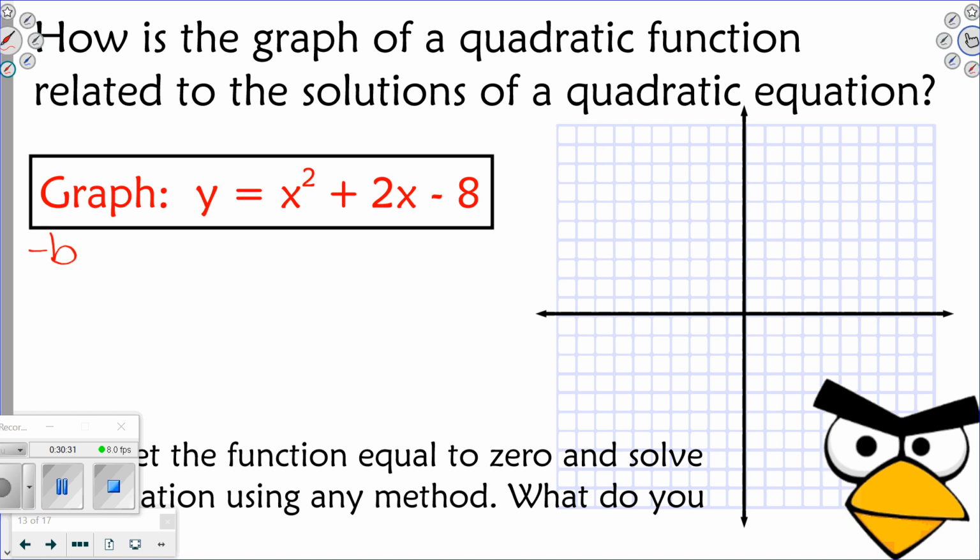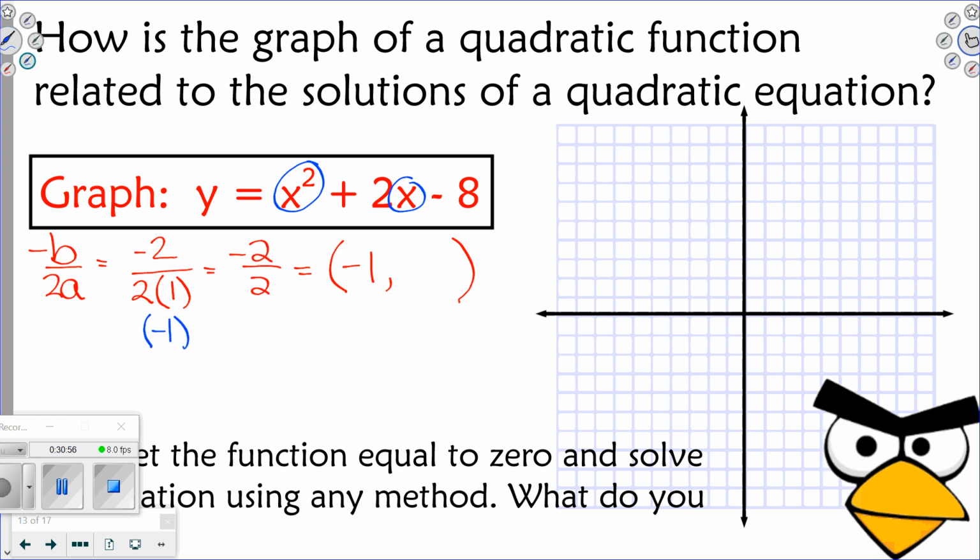So again, start negative b over 2a. Negative b is negative 2 over 2 times a, which is 1. So negative 2 over 2 is negative 1. So then we're going to plug that x value back in here. So we'll have negative 1 squared plus 2 times negative 1 minus 8. And what do we get? Negative 9.